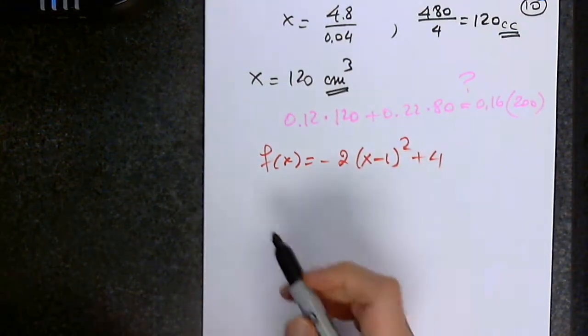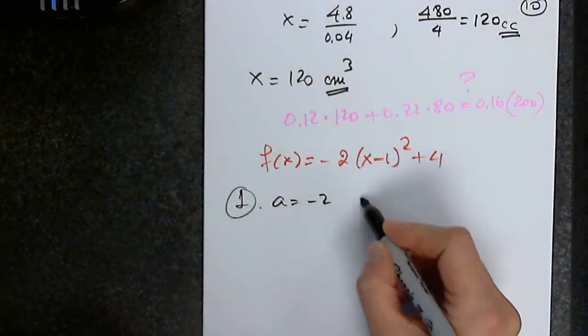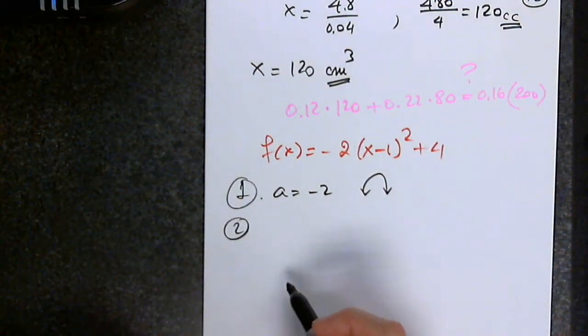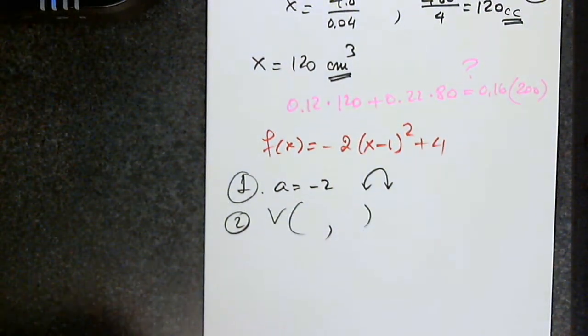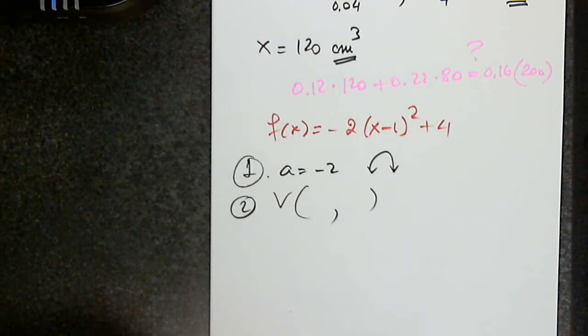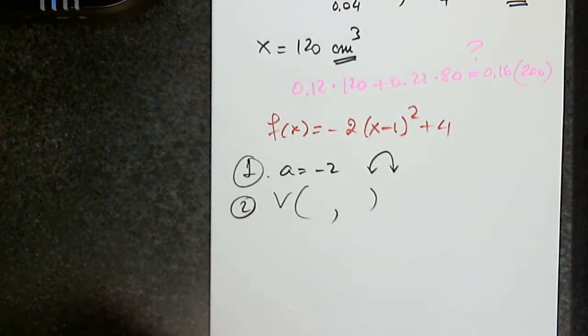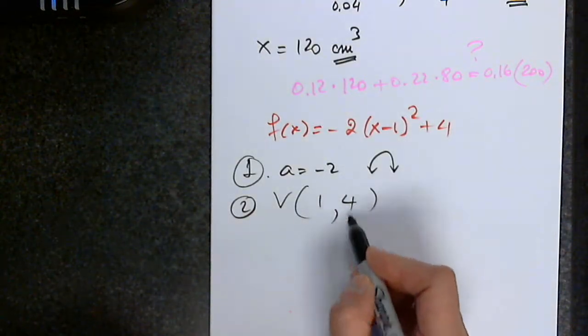And question number 1, what is the shape? Down. Yes. A equals negative 2, therefore it has a maximum. Very good. What is the vertex? The negative b over 2a, there is no need. When it's like that, we have a different form. 1 comma 4 indeed.